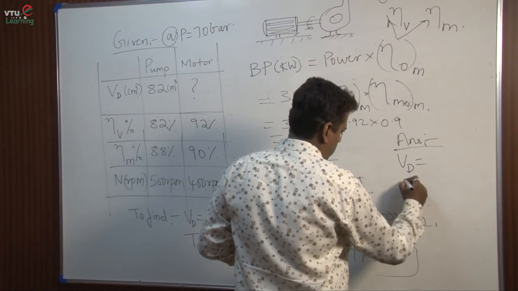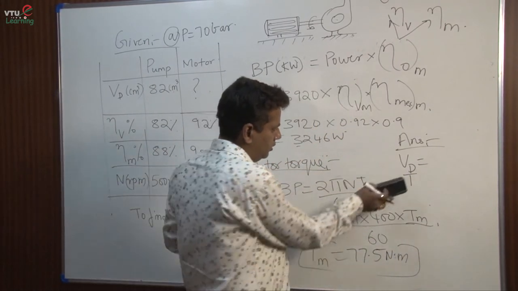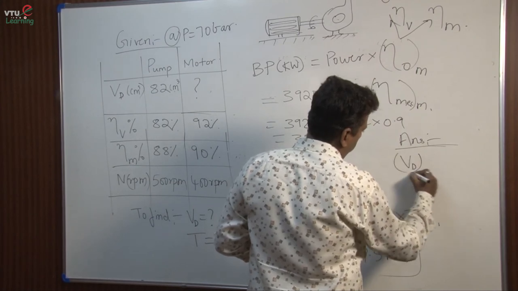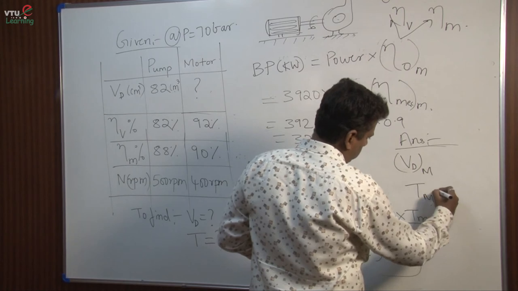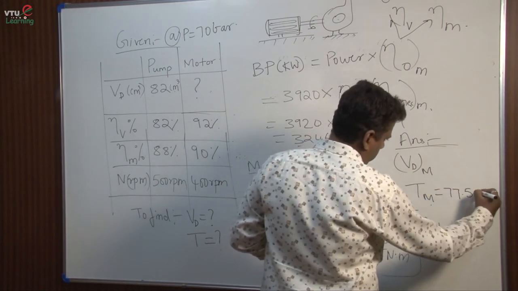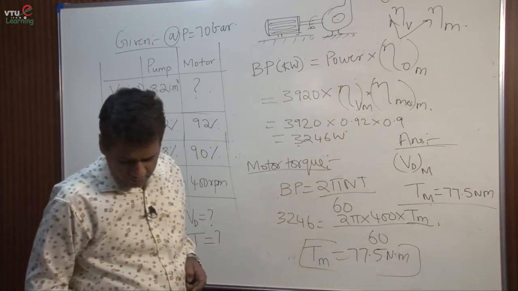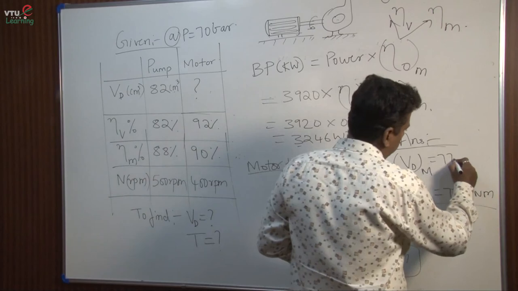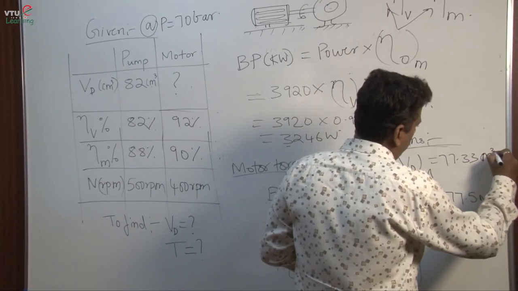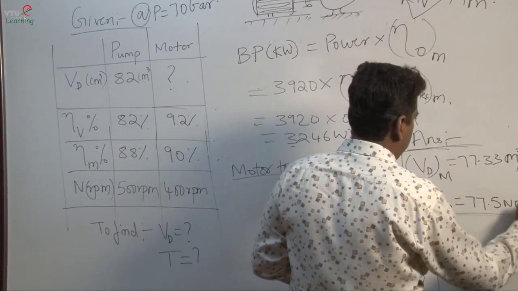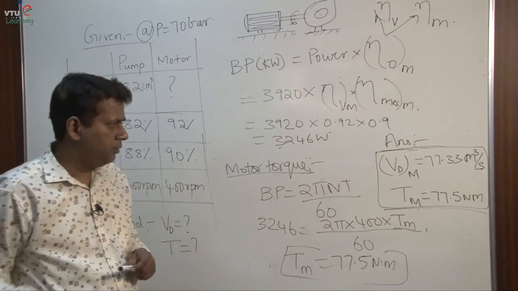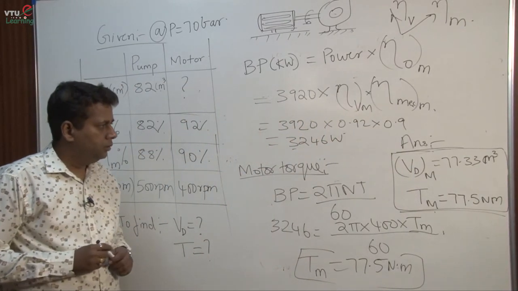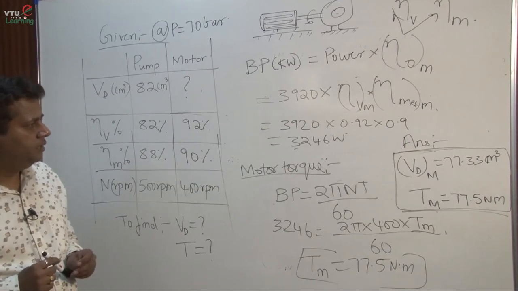Please specify, don't generalize and write: volumetric displacement of motor and motor torque. Motor torque found out just now is 77.5 Newton meter, and VDM is 77.3 centimeter cube. This is the answer, not per second, it is just displacement, right, meter cube. So, I think we have completed the problem.